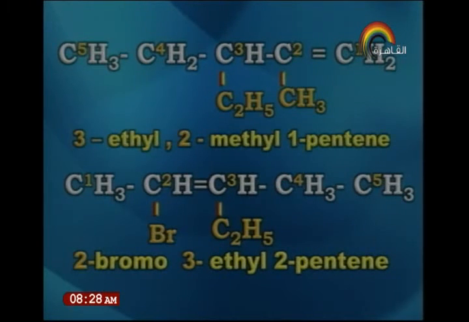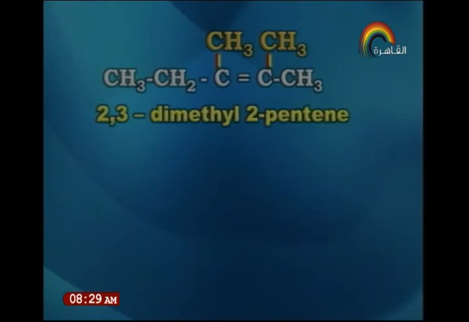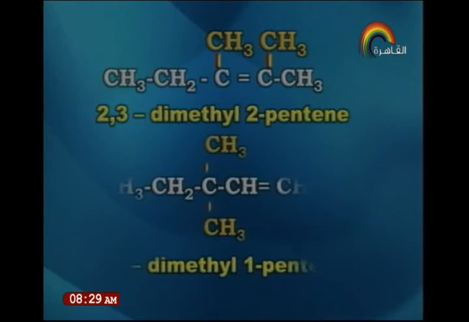2-bromo-3-ethyl-2-pentene. Remember, my dear student, for alkenes and alkynes, the longest chain starts from the position of the double bond or triple bond whenever you see the compound. Next compound here, yes, it will be 2,3-dimethyl-2-pentene. And here, it will be 3,3-dimethyl-1-pentene.